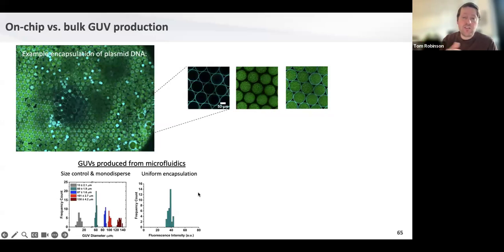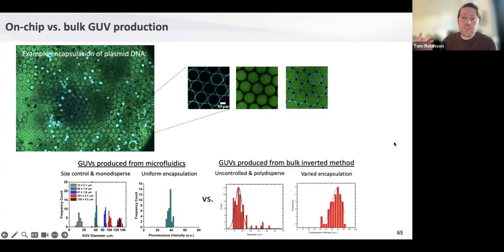We can also tune it as well. In a single chip, we can change the flow rate ratios and change the size of our GUVs up to an order of magnitude, from about 10 microns to about 130. And we have really good uniform encapsulation, as you can see here. And just for reference, compared with the traditional bulk emulsion method, it's much, much better.